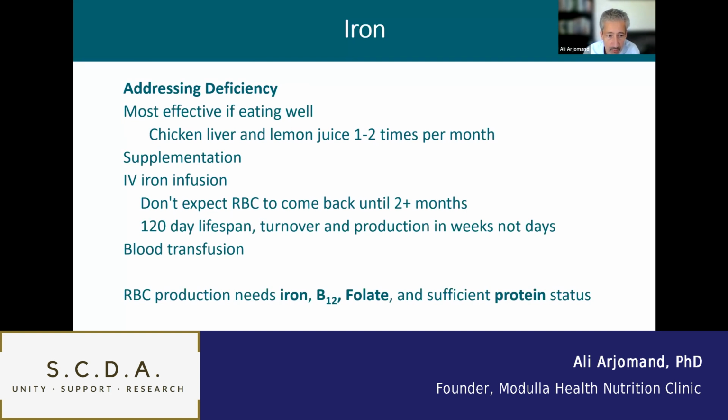Don't forget red blood cell production also needs not just iron, but B12, folate, and good status with protein. Protein intake should be good. So a lot of times people forget this. They just focus on the iron. Make sure your B12 is in good shape. Make sure your folate is in good shape, and you're getting sufficient protein. And all of that makes your red blood cells.